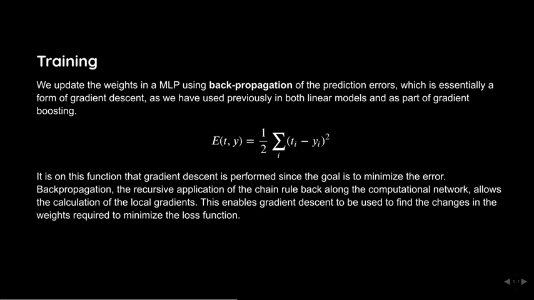Backpropagation, or the recursive application of the chain rule back along the computational network, allows the calculation of local gradients. This then enables gradient descent to be used to find the changes in the weights required to minimize the loss function. If you are not familiar with this general algorithm, we encourage a more in-depth treatment of backpropagation.